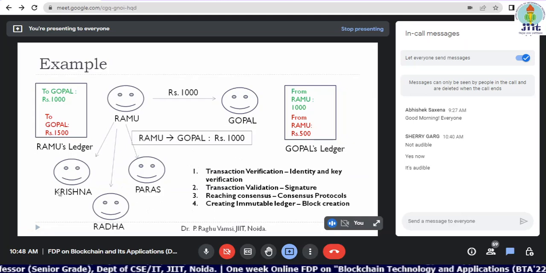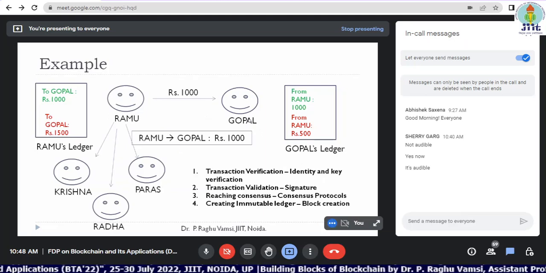So what are the main things to be done by Krishna, Paras, and Radha? Transaction verification. In this transaction verification, first of all, they need to verify the identity of Ramu and the identity of Gopal. Whether both are genuine, having genuine identities or not, needs to be verified. Next, Ramu's and Gopal's keys have to be verified.